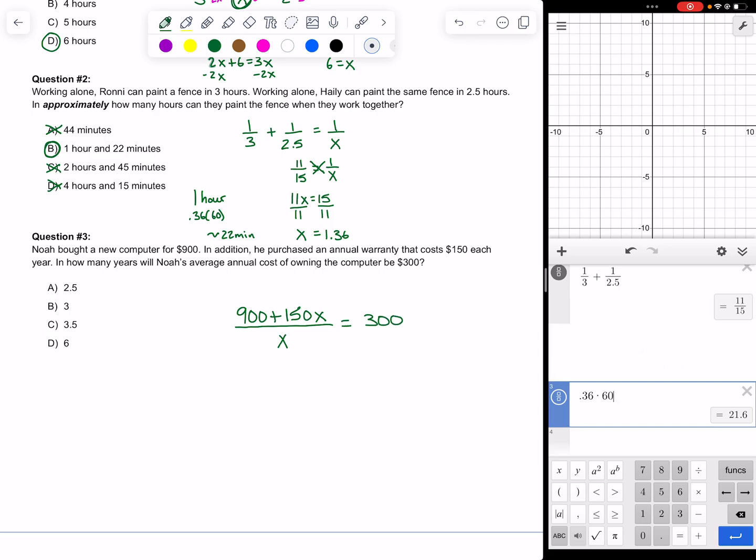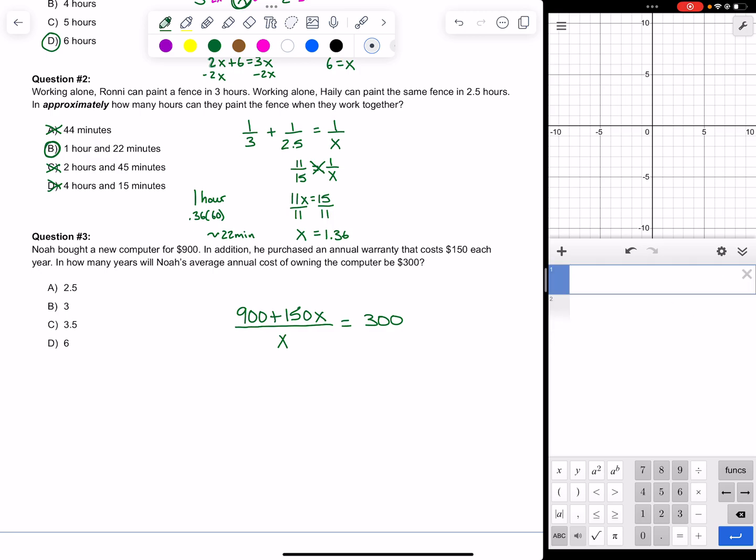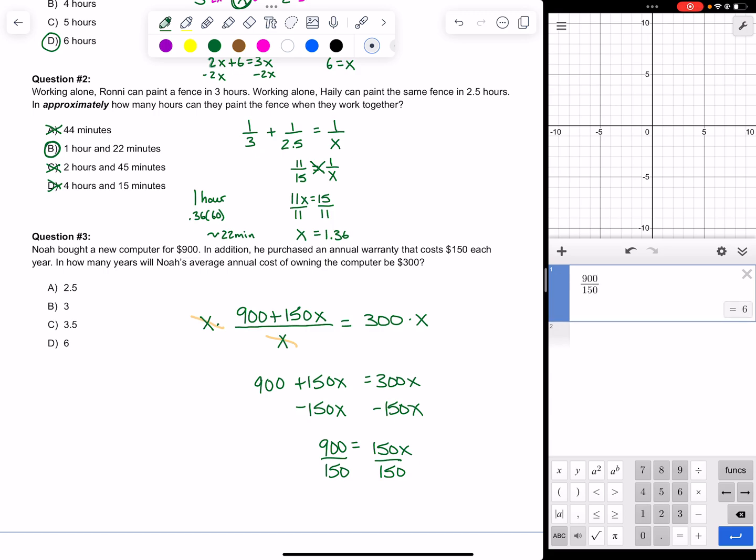Then we can do different things to solve this, but to solve it algebraically, I'm going to multiply both sides by x first to get the x out of the denominator, and then bring down 900 plus 150x is now equal to 300x. So then I can move the terms with x to one side. I'm going to subtract 150x, and I get 900 equals 150x. And then I can divide by 150. And I get 6. So in 6 years, Noah's average annual cost would be $300.